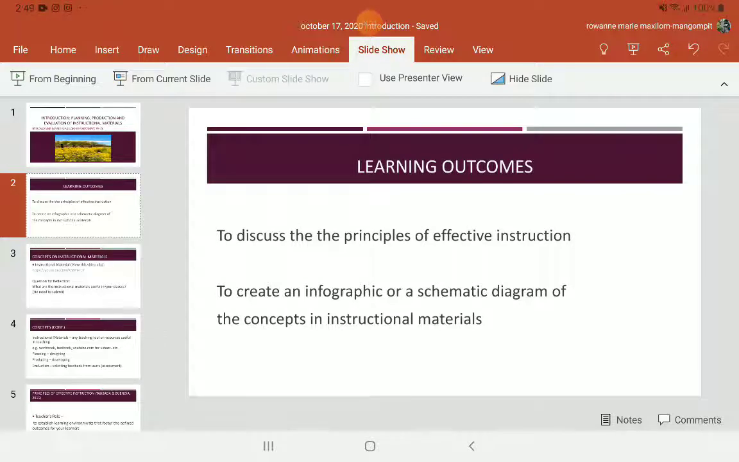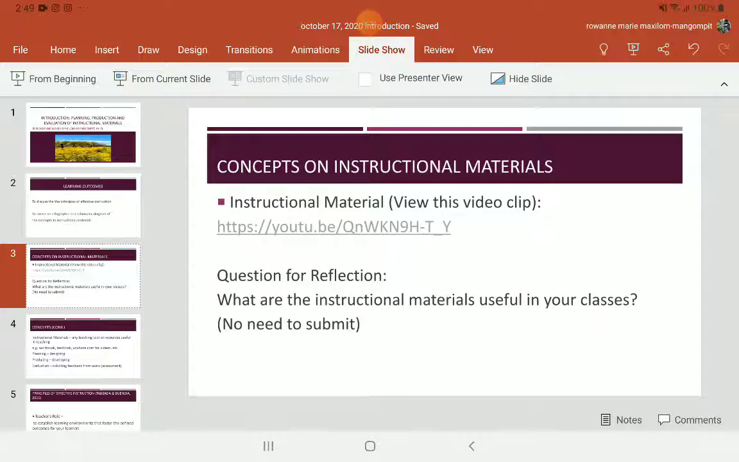You'll be able to discuss the principles of effective instruction, and know the basic concepts of instructional materials, planning, developing, or designing, and then evaluation. And then your learning activity number 2, to create an infographic or a schematic diagram of the concepts in instructional materials. Let's begin.